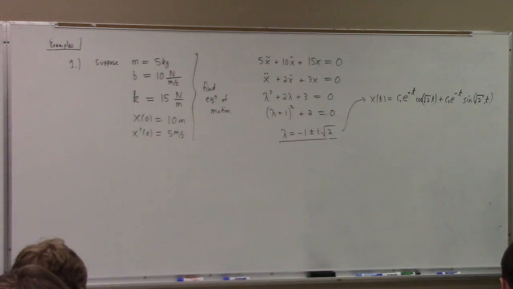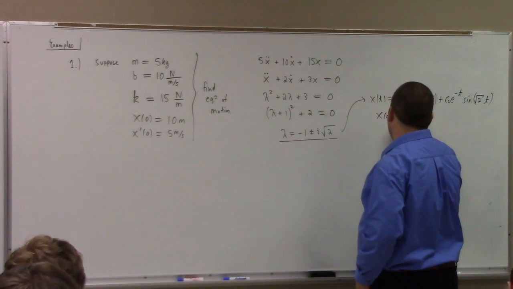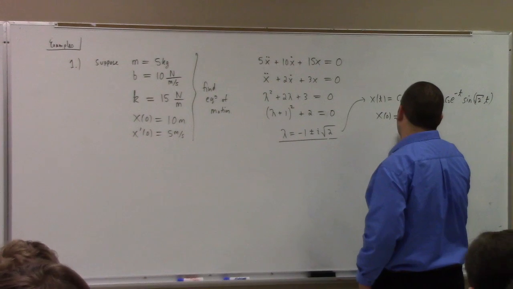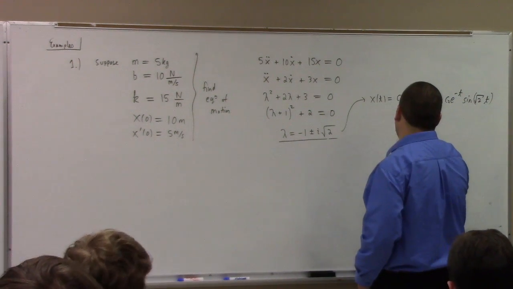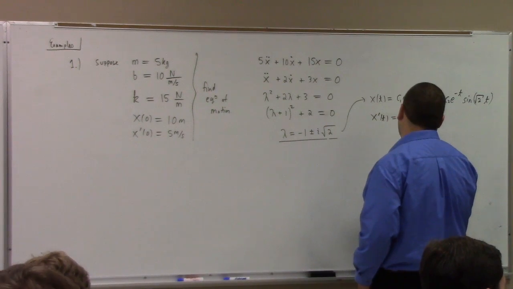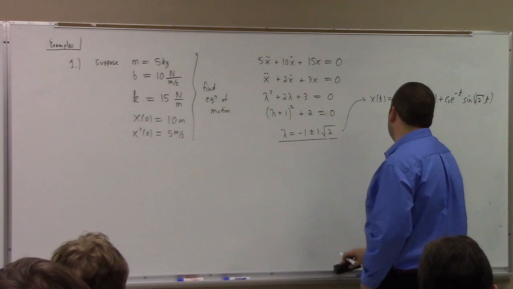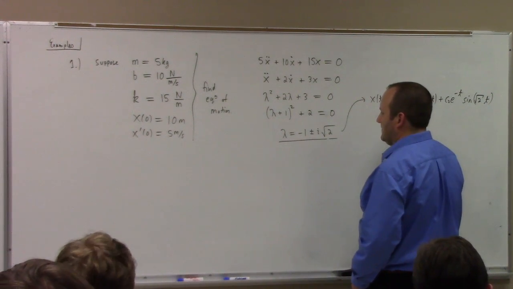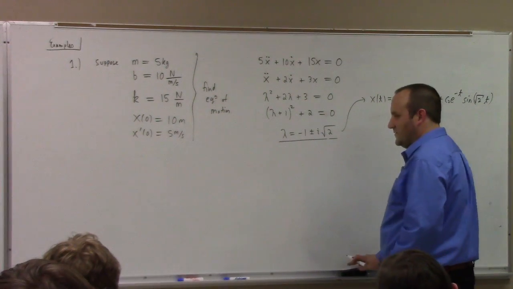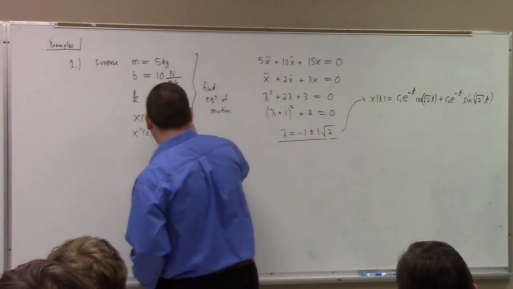How do you do that? Well, x of 0 is what? Well, I guess I need to figure out what x prime is. X prime is awful. Let me cut my work in half. If we plug in 0 first, oh, that's no help. Did I say 10 meters? I meant 0 meters. There. Life is better.